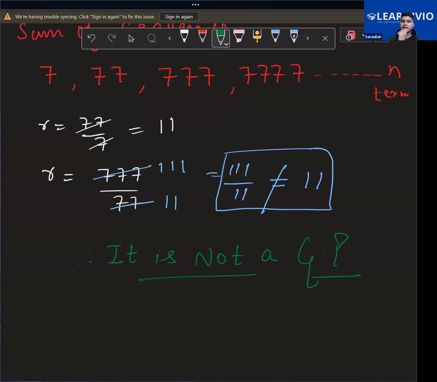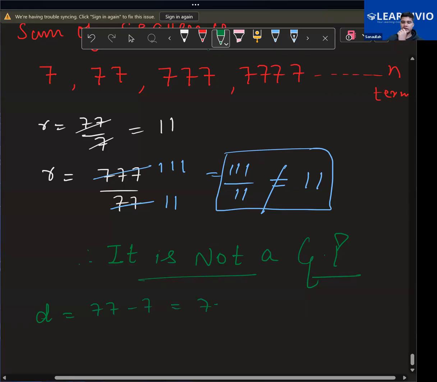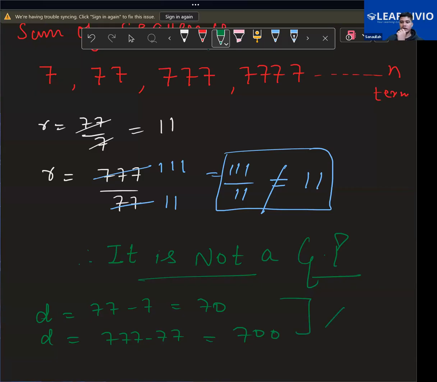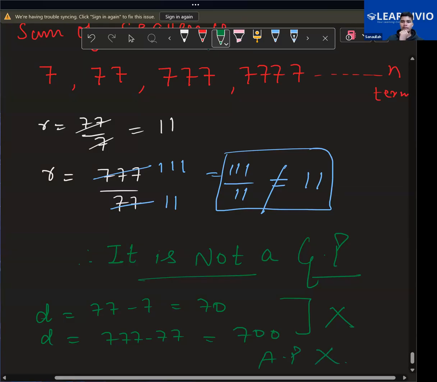And it doesn't look like an arithmetic progression from any angle, right? Because in an arithmetic progression the common difference is 77 minus 7, that is 70, and the common difference is also 777 minus 77, that is 700. So both are not equal. So it is also not an AP.